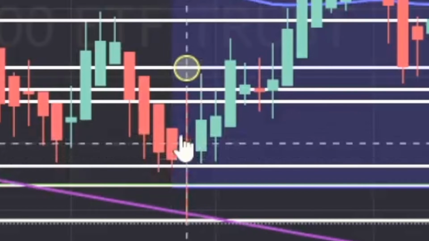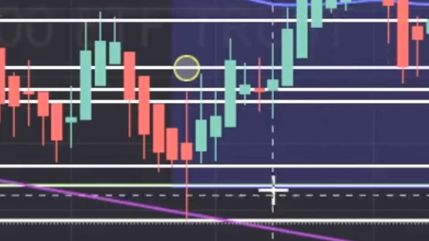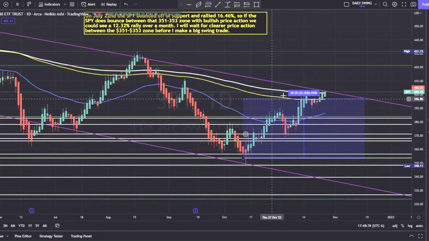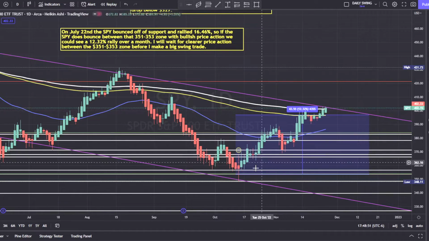And this is also right here where you can set an alert. Now, the reason I had this zone, this was another Fibonacci retracement area. And it's also kind of peaked right at the channel. So that's why I said here it could rally 12.32%, which was this, you see here, 12.32%.